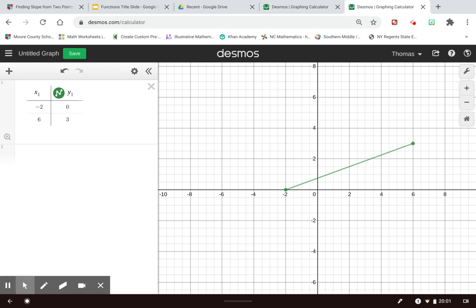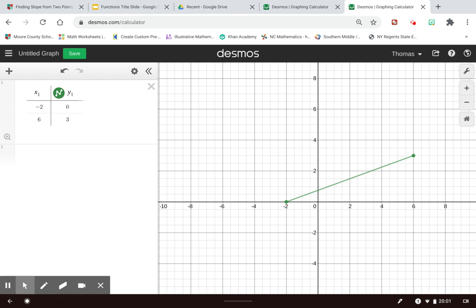So let's go over to this one. So here I have, again, negative 2, 0. And then up here I've got 6, 3. So again, I'm going to do the same thing: I'm going to label the points. So here's x1, y1, x2, y2. And I'm simply going to find the slope of this line. So we'll take our slope formula.